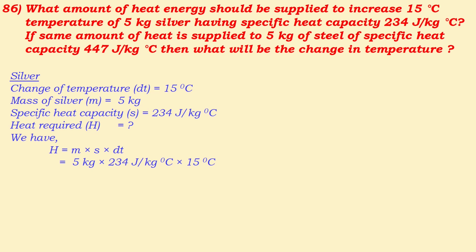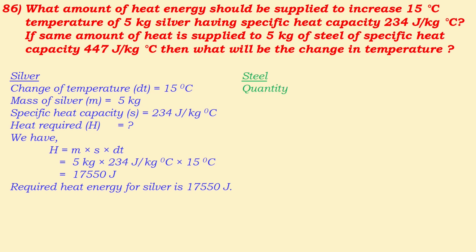Now kg cancels, degree Celsius cancels, and only joule is left, and that's why we'll get this value 17550 joule. This much heat energy is required. Required heat energy for silver is 17,550 joule. Now if the same heat is given to 5 kilogram of steel, then what will be the rise in temperature is the question. That's why the second case is steel.